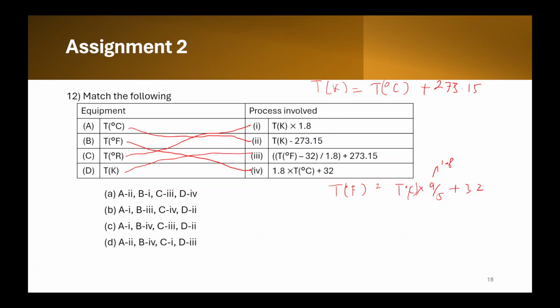And the conversion from Fahrenheit to Kelvin is shown here. If we have a temperature in Fahrenheit, if we subtract 32 and divide by 1.8 and add 273.15, we'll get the temperature in Kelvin. So the correct answer here will be A2, B4, C1 and D3. So the last option here is the correct answer, D.